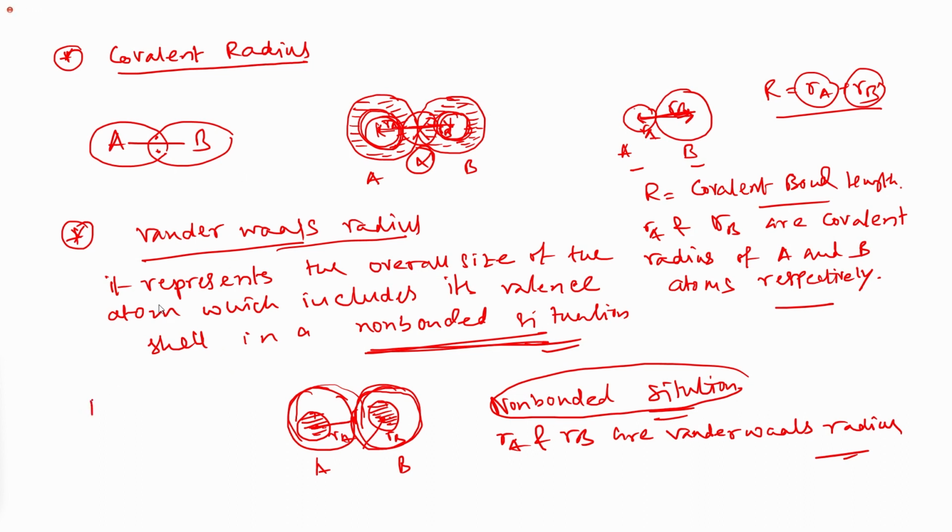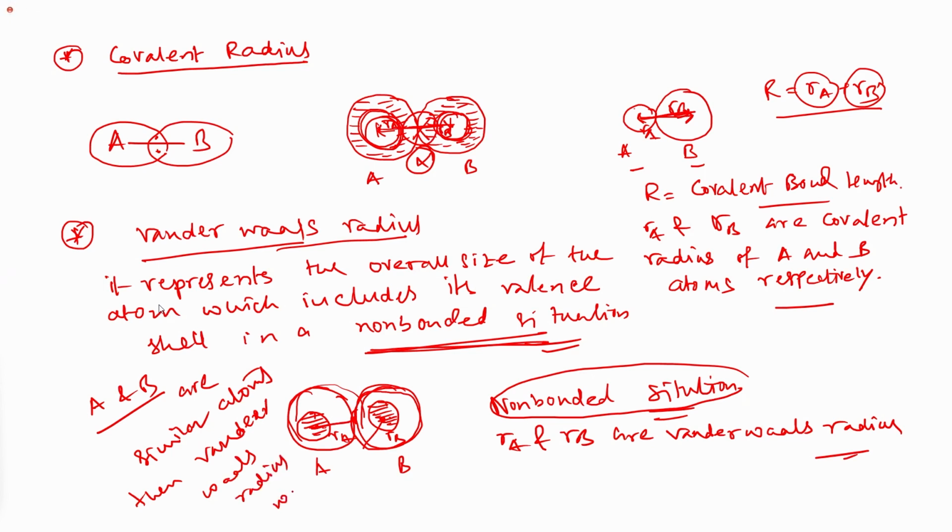Actually, when these atoms A and B are similar atoms, then the van der Waals radius will be half of the bond length. Suppose the bond length is R. So the van der Waals radius will be R by 2, because the two atoms are similar.